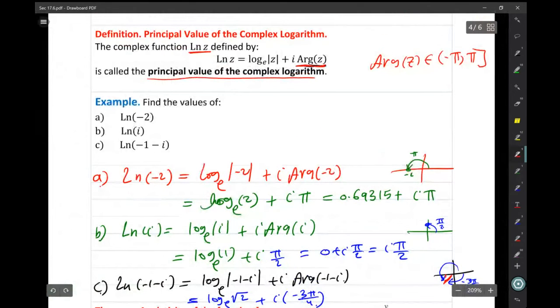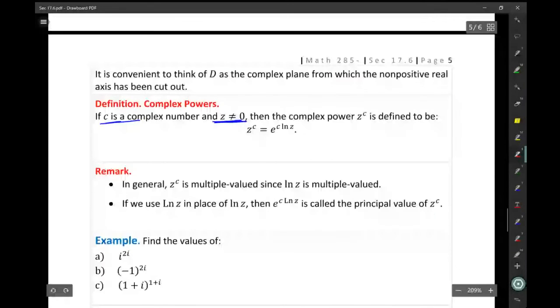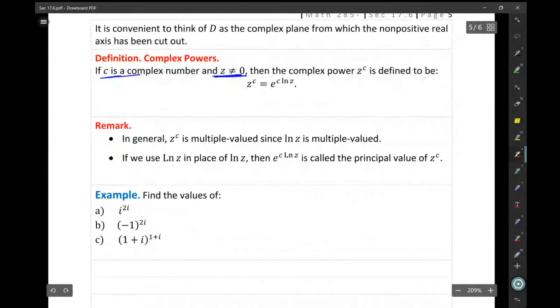Now the principal value of the complex logarithm, which has the capital L, is equal to ln of the absolute value of z with base e, plus i times the principal argument of z. The principal argument is the angle theta between minus π and π, with π included and minus π not included. Also, we had some examples, and we will stop here at the definition of complex powers.